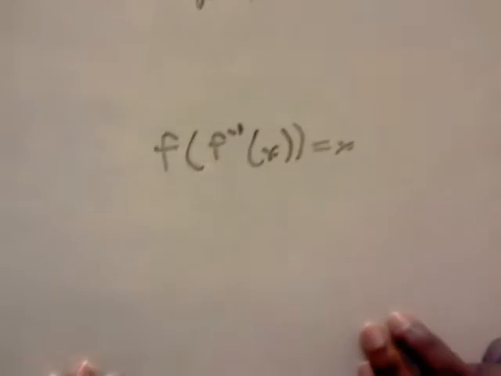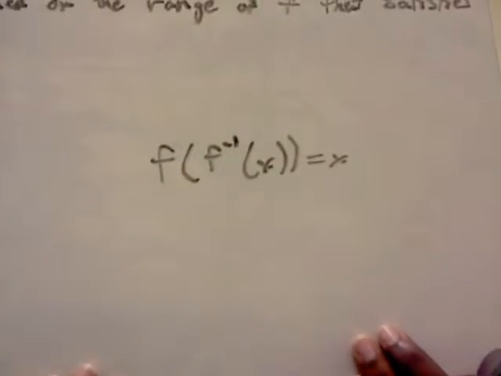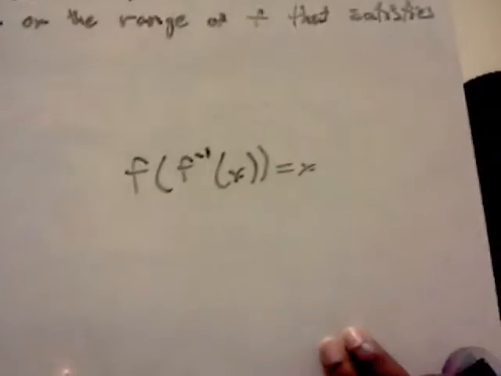And the equation is going to look like this: f of f to the negative 1 of x equals x for all x in the range of f.